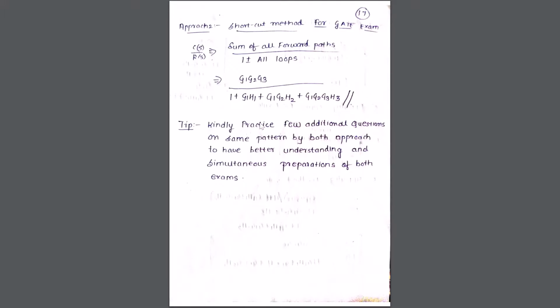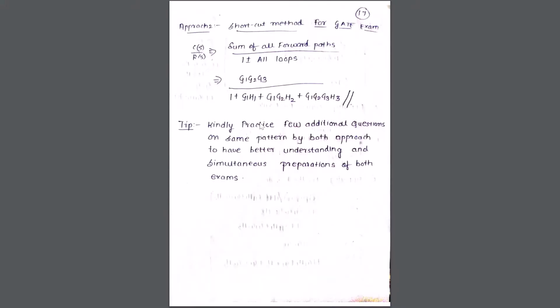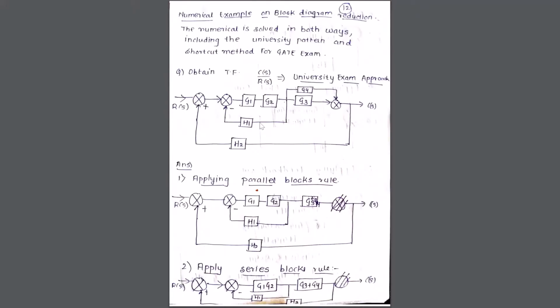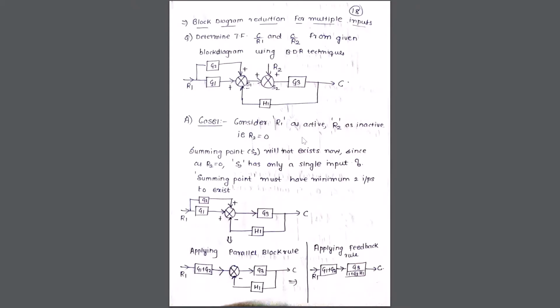Okay? If you have any doubts, please pause the video, see the PDF. I'm sure you'll be able to understand it. The next thing is the block diagram reduction for multiple inputs. As you saw over here, we had just a single input R. But what if we have multiple inputs like R1, R2? So they have told you to determine the transfer function of C1 upon R1 and C upon R2 from the given block diagram using block diagram reduction techniques.